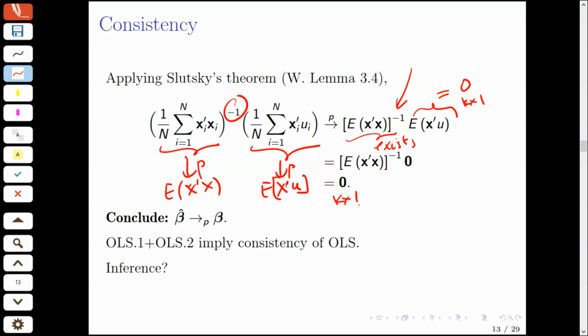So, to conclude, we've expressed the OLS estimator as beta, the parameters we're trying to estimate, plus something that vanishes in probability. Hence, the OLS estimator must converge to the parameters we're trying to estimate, namely beta. That is, under the assumptions OLS 1 and 2, the OLS estimator is consistent for beta.